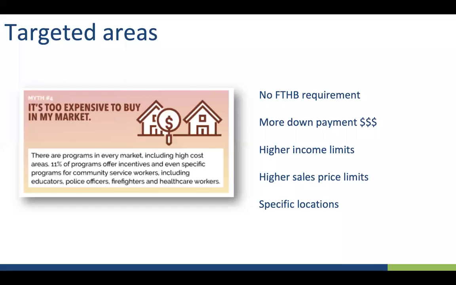You will also see higher income limits and often higher purchase price limits, but they are unique to specific locations, typically bounded by census tracts, maybe a whole city, sometimes a whole county, maybe a zip code, or bounded by certain streets that make up a neighborhood. But targeted areas can offer some unique and valuable incentives.